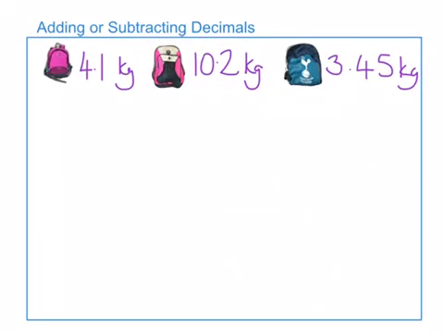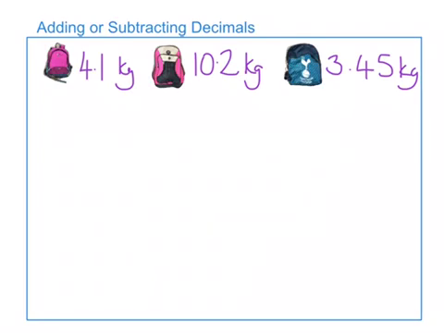Okay, so now we're going to look at an example for adding decimal numbers. Let's imagine we're packing our bags and we need to know the weight of our luggage when we're traveling. So this bag weighs 4.1 kilograms, this bag weighs 10.2 kilograms, and this bag weighs 3.45 kilograms. I need to know the total weight of the luggage that we're taking for booking the transportation. So the really important thing is to make sure that the decimal points are all lined up.